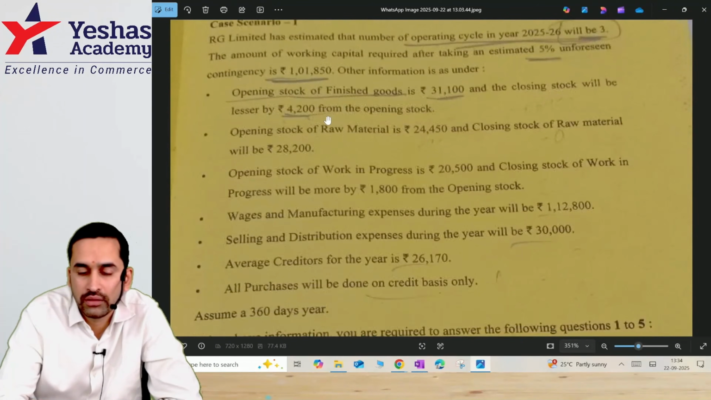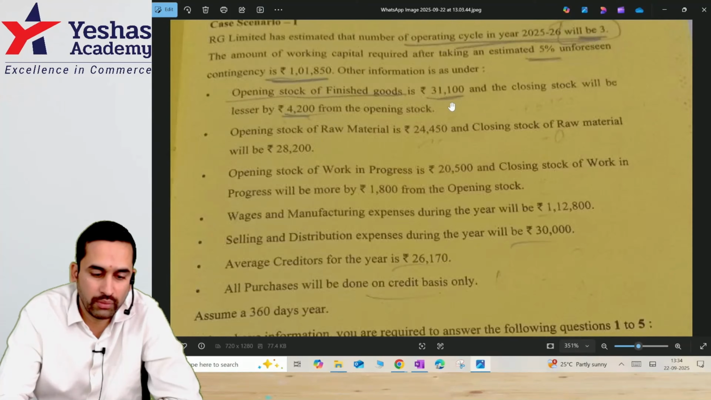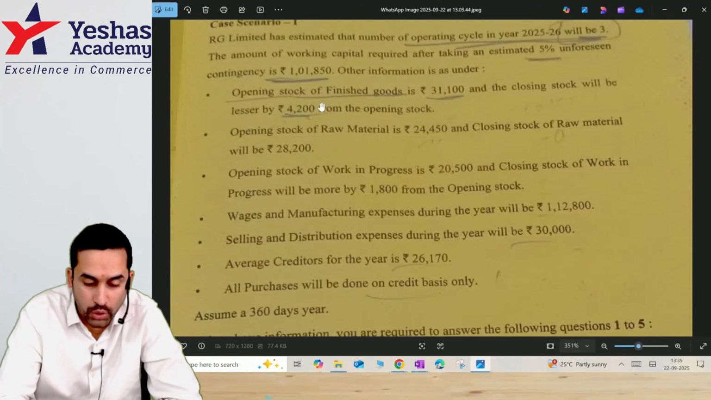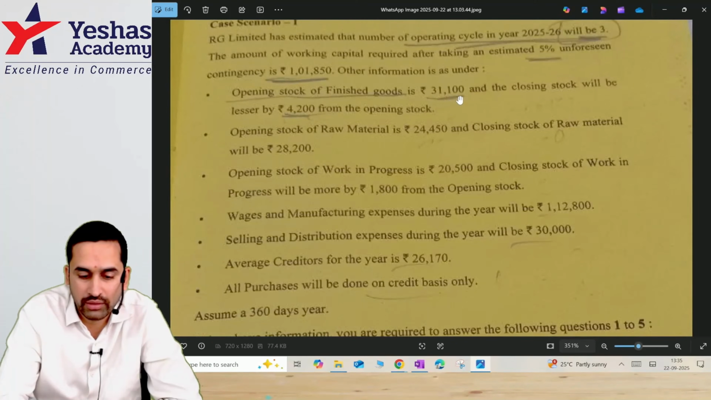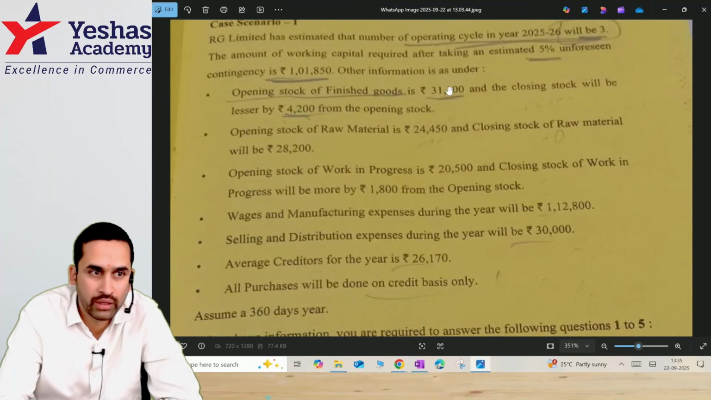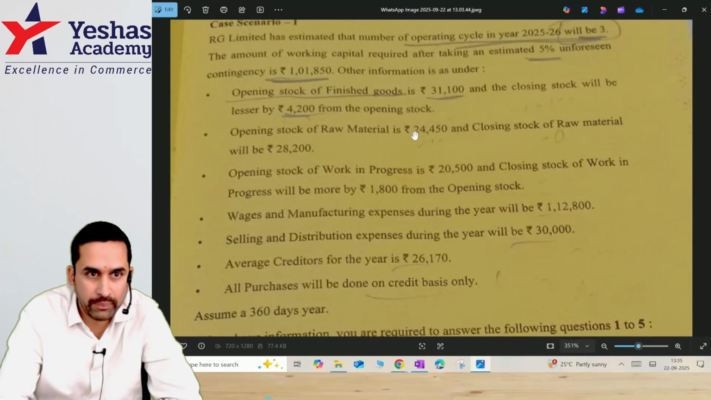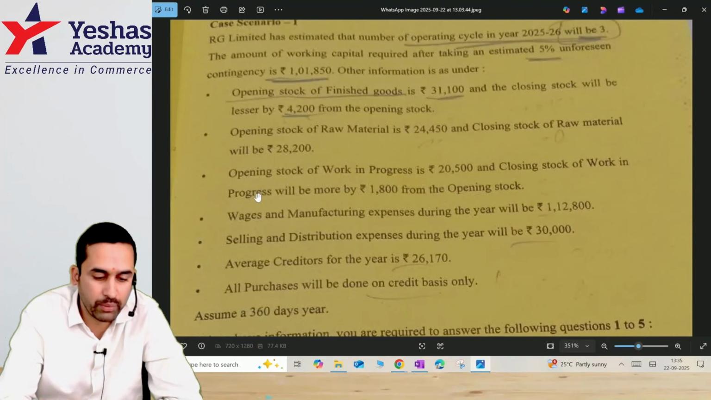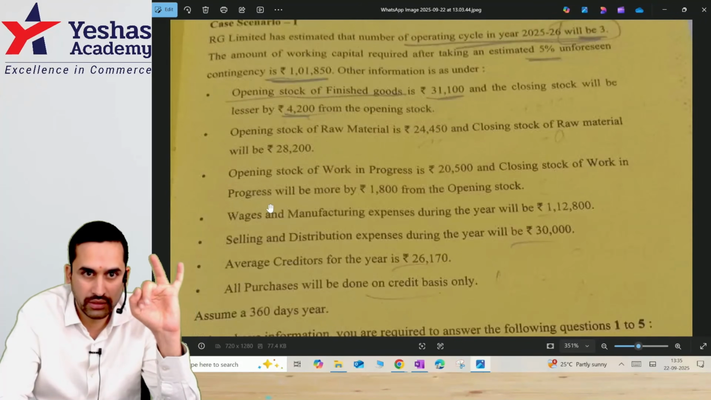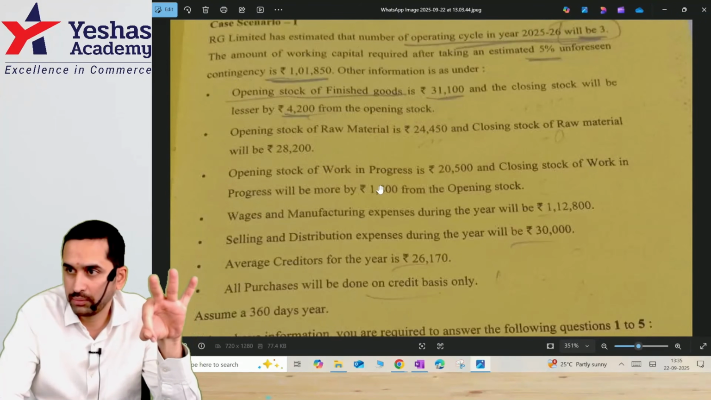With this you can get average FG, and that too they wanted to waste your time. See, opening number is given, closing will be lesser by 4,200 from opening. So from 31110 you have to minus this and then divide by 2, you get the average FG. Opening raw material, closing will be directly. Here don't do any plus minus, directly average. Opening WIP, closing WIP more by something. Now with these 3 bullet points, you have average FG, average RM, average WIP.